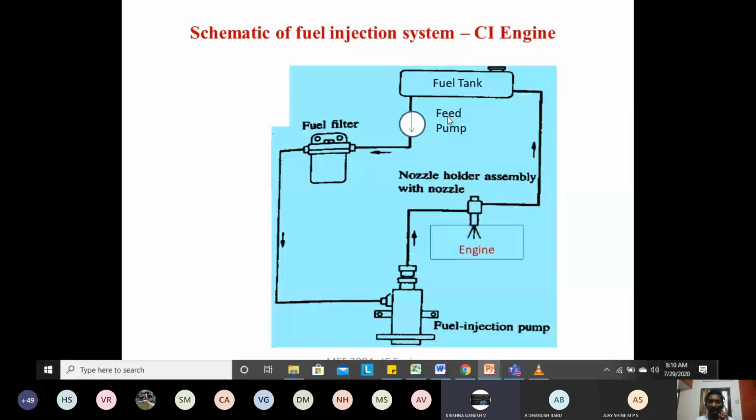and the fuel will pass through a fuel oil filter, right, where the debris are going to be removed, and the filtered diesel is going to enter into fuel injection pump. So there are two pumps. One is fuel supply pump and the other one is fuel injection pump. Okay. So now the fuel injection pump.